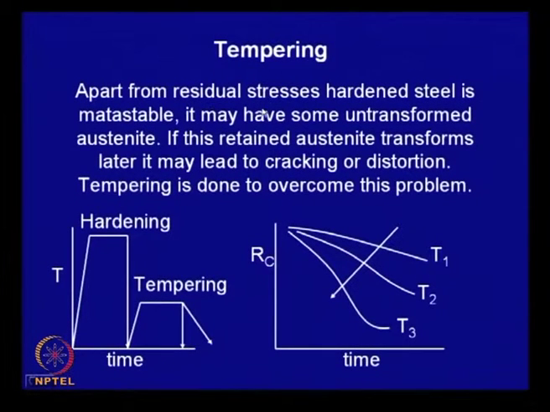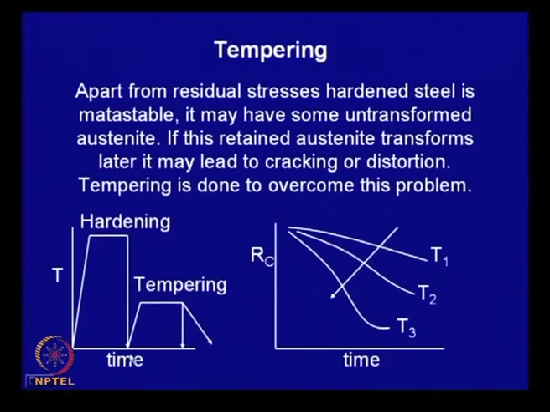Apart from residual stress, hardened steel is also metastable. The martensite structure is not a stable structure; it is a supersaturated solid solution of carbon in ferrite, and it also has some amount of untransformed austenite. If this austenite transforms later, it may lead to cracking, and there will also be an accompanying volume change, which can lead to distortion. So, it leads to dimensional instability, and tempering is done to overcome this problem.